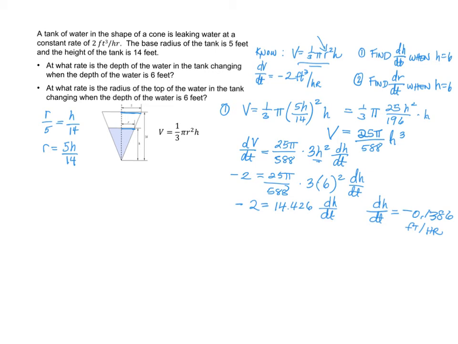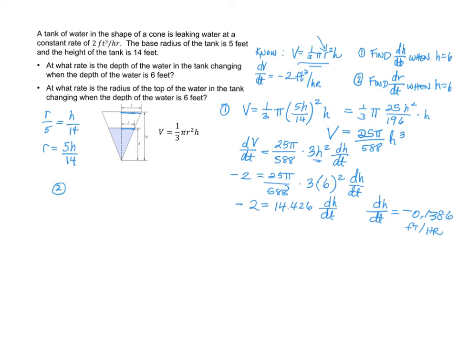So for question number 2, we're trying to find the rate at which the radius of the top of the tank is, top of the water is changing. And so now instead of getting rid of the r, we want to get rid of the h so that we can have our r in there and find dr over dt.